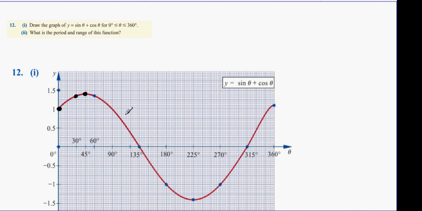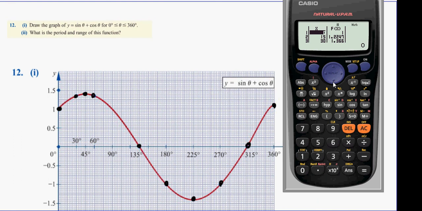And then 135, it's 0. 180, it's minus 1. 225, it's minus 1.4. 270, it's minus 1. And 315, it's back to 0. And 360, it's back to 1. And basically you just join all these points together to get a rough representation of your graph. All I'm doing here, guys, is plotting all these points.